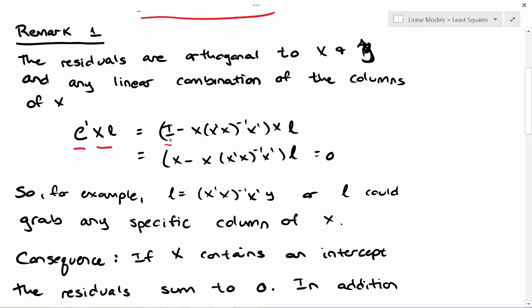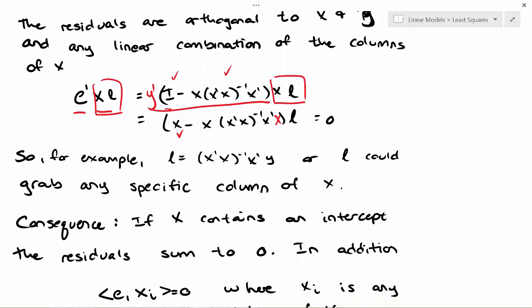So here's e transpose, I'm missing a y transpose there. e transpose is this, y transpose times I minus X (X transpose X) inverse X transpose, and then times this right here, which is X l. If I bring the X in, I get an X right there, and then an X right there because of X times I. That works out. This cancels with that. These two are the same, so you get 0.